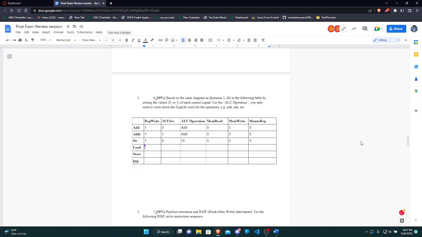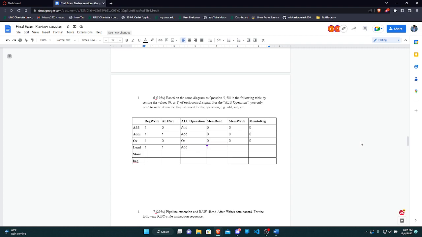Okay, so now we have a load. And so the load is register destination, the immediate, and then the RS1. So because it has a register destination, it writes to a register. And the ALU source is 1 because there's an immediate that we use for the offset. And the ALU operation is add because in a load operation to calculate the memory address, we take the offset and we add it on to the base address.